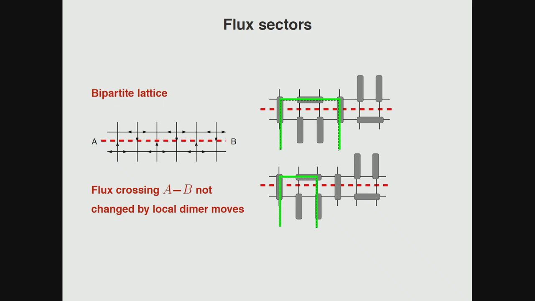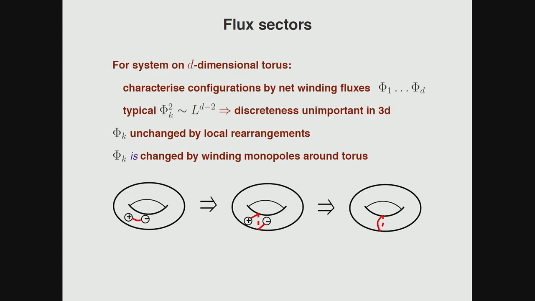So whatever rearrangements I make of dimers around local loops, I can't change the flux cutting any of these hypersurfaces around the system. So what that means is that we can separate the configurations of dimer models according to the values of the flux. And in D dimensions, we'd have fluxes around all D directions on the hyper torus. You can't get from one sector to another just by making local rearrangements of the dimers. So any questions? I've got a bit more to explain on this slide, but any questions so far?